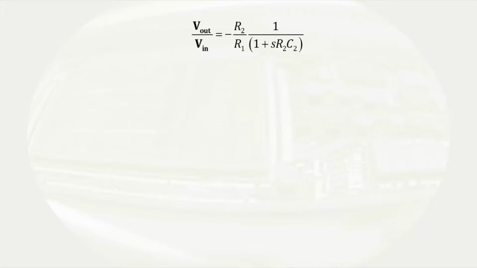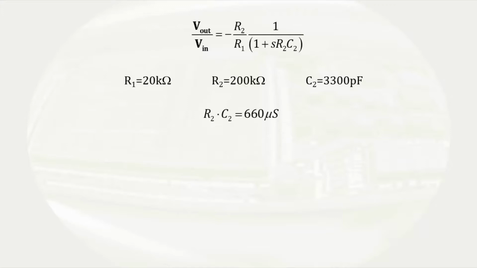To make it a little easier to think about, we can put some numbers in. Let us make R1 equal to 20 kiloohms, R2 equal to 200 kiloohms, and the capacitor equal to 3300 picofarads. That results in the product of R2 and C2 having units of microseconds. Yes, the product of ohms and farads is seconds. Check it yourself. You should always check everything yourself.